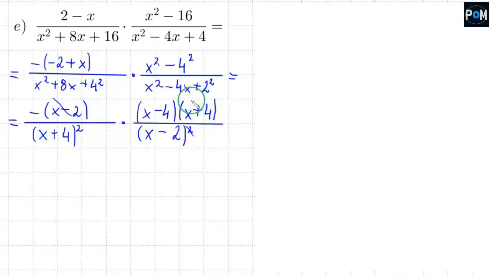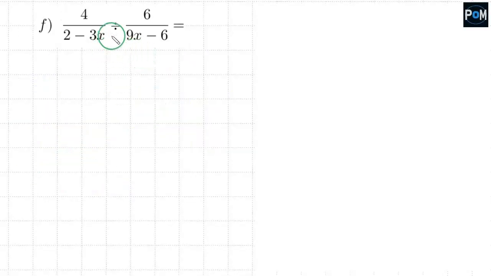And here I have one such parenthesis, so I simplify this parenthesis from the top and the one from the bottom this way, and I am left with x plus 4 on the bottom, without the square. Here, I'm left with x minus 2. And up here, I have a minus from the first numerator left, and from the second numerator, I have x minus 4 left. This is the result for example E.